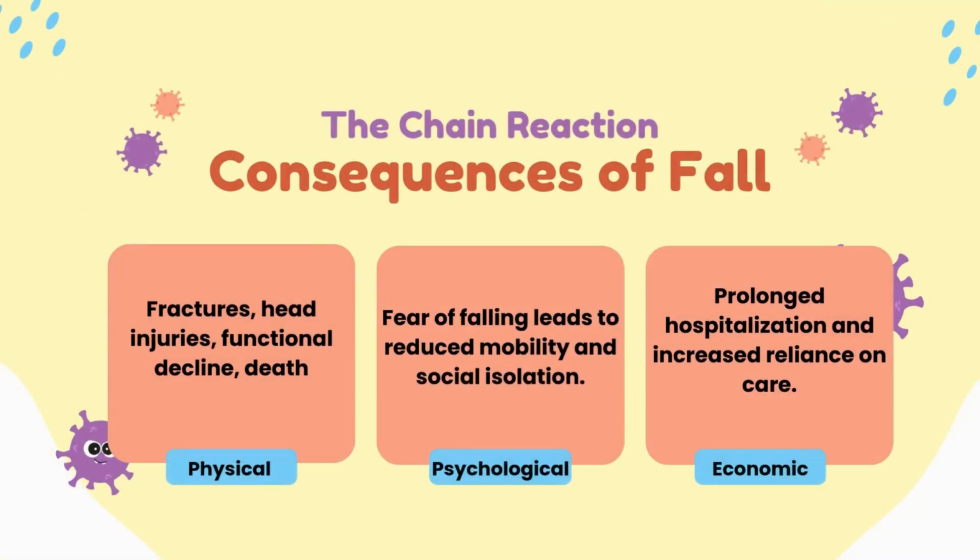Falls can trigger a chain reaction of consequences that affect patients in multiple ways. First, the physical impact. Falls can result in fractures, head injuries, functional decline, and even death. These injuries can severely limit a patient's independence. Next, the psychological impact. The fear of falling can lead to reduced mobility and social isolation, as patients become hesitant to move or engage in daily activities. Finally, the economic impact. Falls often lead to prolonged hospital stays and an increased reliance on long-term care, placing a significant financial burden on both patients and healthcare systems. By understanding these far-reaching consequences, we can emphasize the importance of fall prevention in protecting both physical and mental well-being.